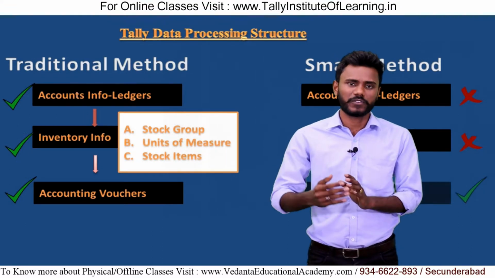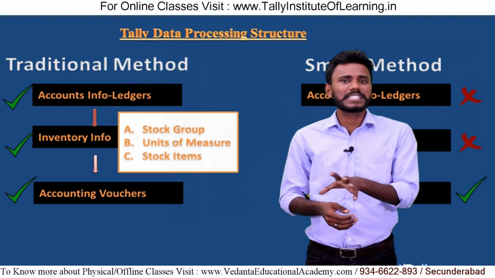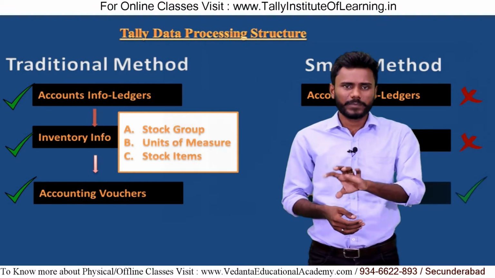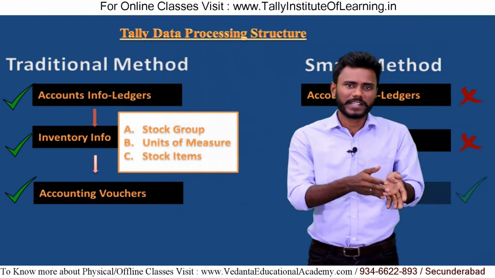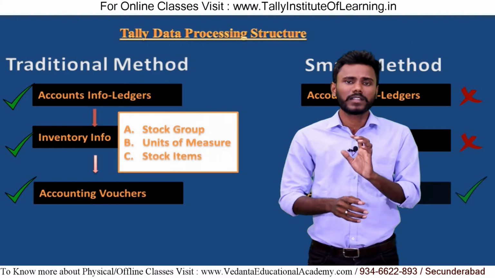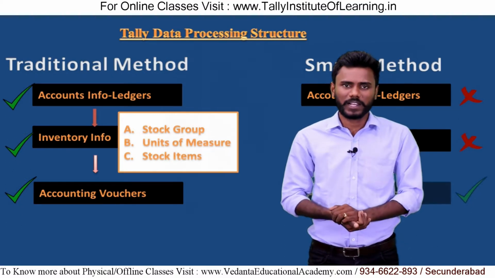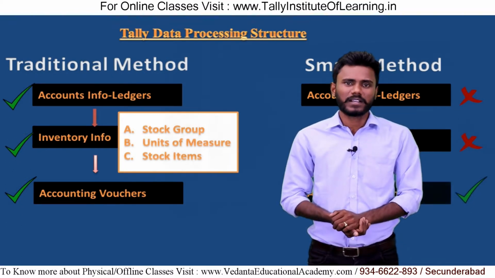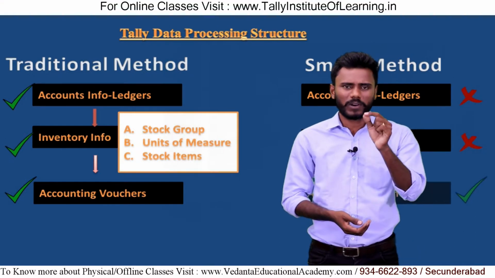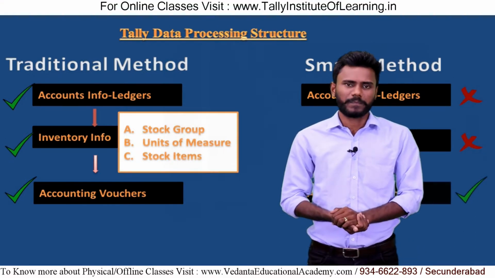These items will be created where? In step 2. Except items, whatever is there, whether it is the party name or cash name or purchase, that is to be created in step 1. What is the path? Accounts info, ledgers, create. Very simple. Just remember only one thing. In step 1, the path is accounts info, ledgers, create.